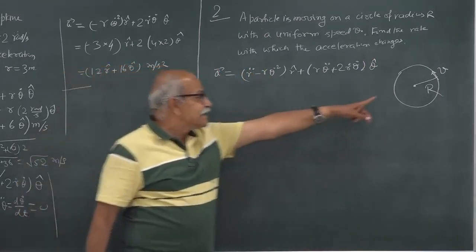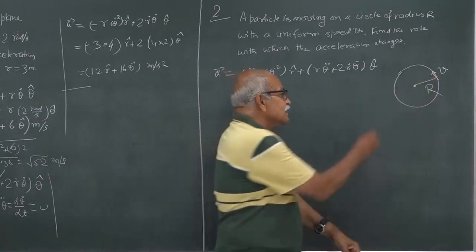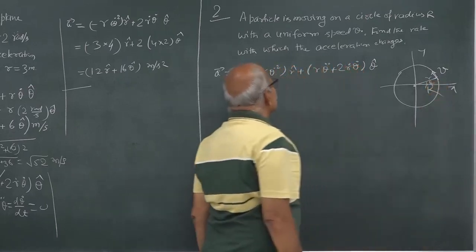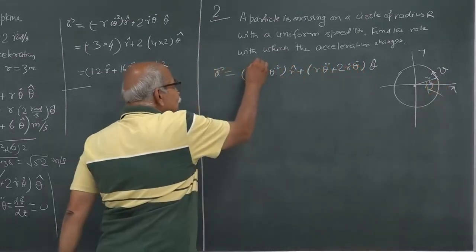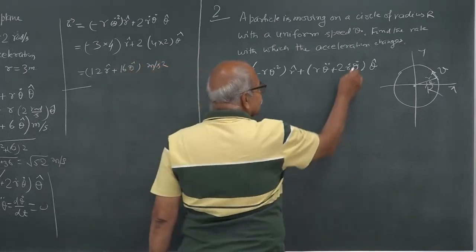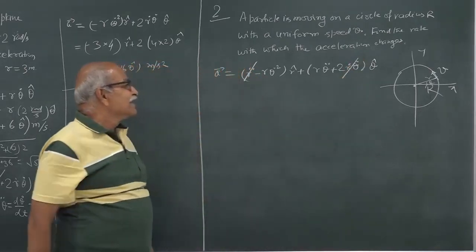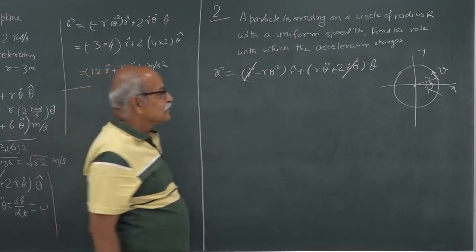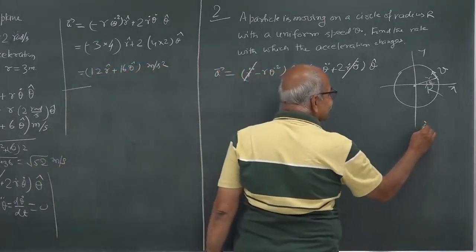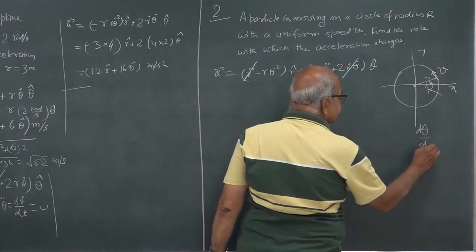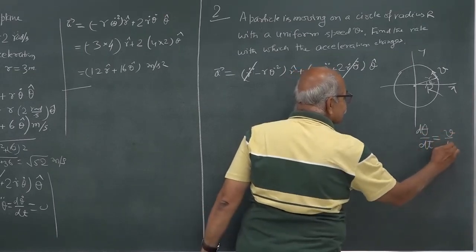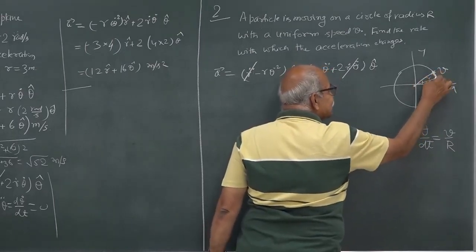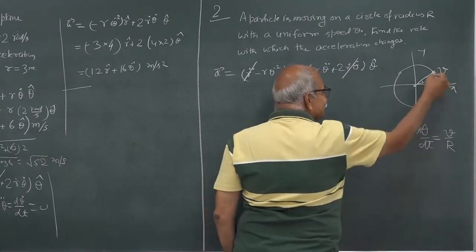Since r is constant, the distance of the particle from the origin is constant. You can take x axis, you can take y axis. This is r, this is theta. r dot is 0, r double dot is 0, so this term goes away, and r dot is 0, so this term goes away. Then you have theta double dot, and theta dot, the angular velocity d theta dt. d theta dt is v by r, because if this is d theta and then this is v times dt, so d theta by dt will be v by r.